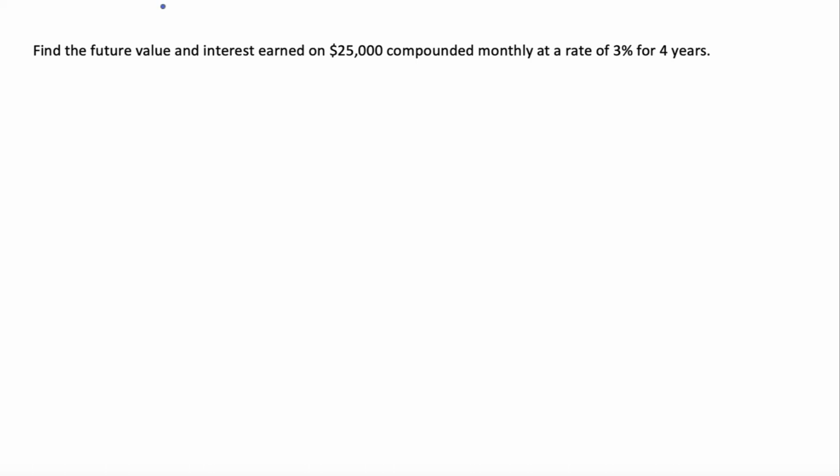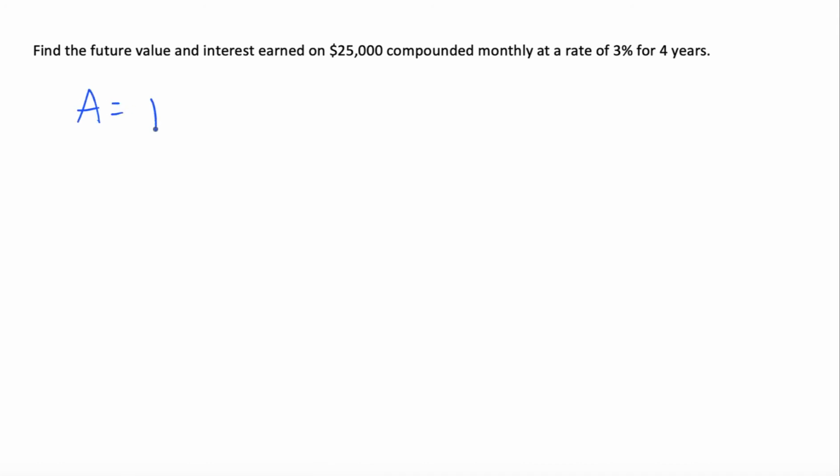Find the future value and interest earned on 25,000 compounded monthly at a rate of 3% for 4 years. Okay, now we're dealing with compound interest here, not simple interest. So we know we want to use a compound interest formula. All right, so let's write it down.